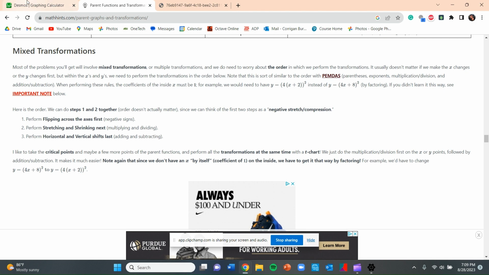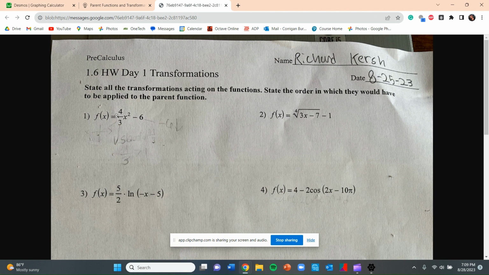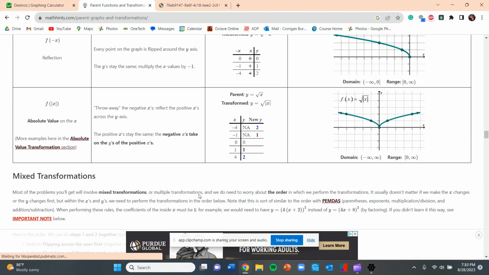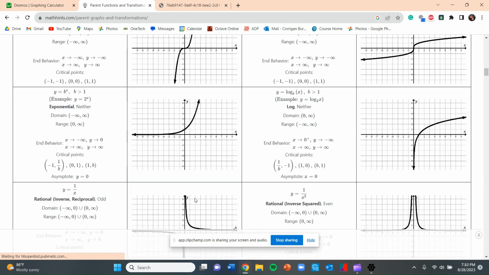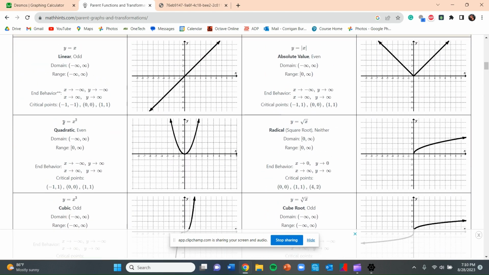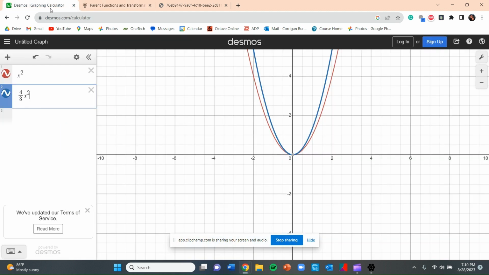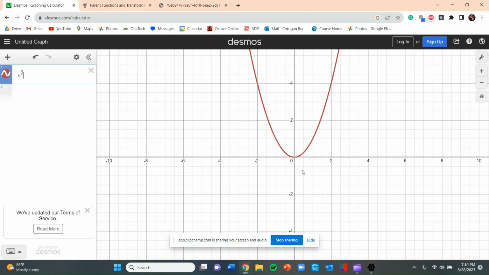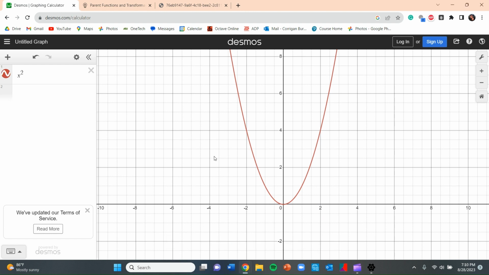So how I would do this is I would remove everything out of this first equation except for y, or f of x. F of x just means a function of x. You're doing something to x. So we're going to consider this, for all intents and purposes, y equals 4 over 3x squared minus 6. We're going to remove the 4 over 3 and we're going to remove the negative 6 because it's not part of the parent function. The parent function in this case is this guy right here, y equals x squared. So we're just going to graph that. Here's y equals x squared.